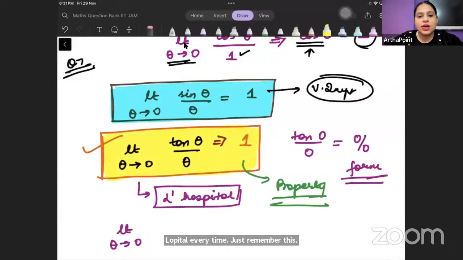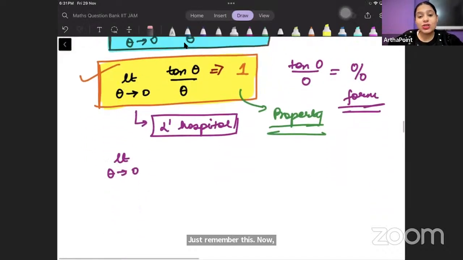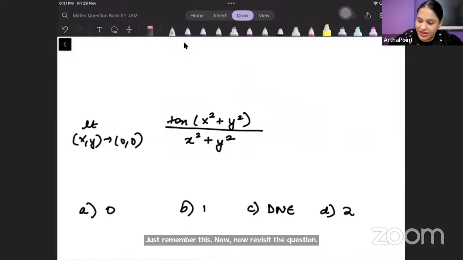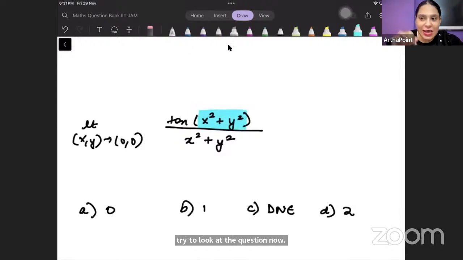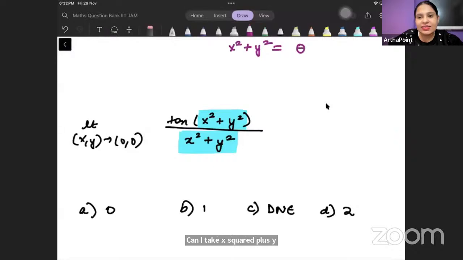Now revisit the question. Try to look at the question now. Look, this is forming the angle inside the tan. Try to think. And that same angle I am seeing in the denominator. So can I do something around it? Can something be done around it? What can we do? Can I take x square plus y square as some angle theta?